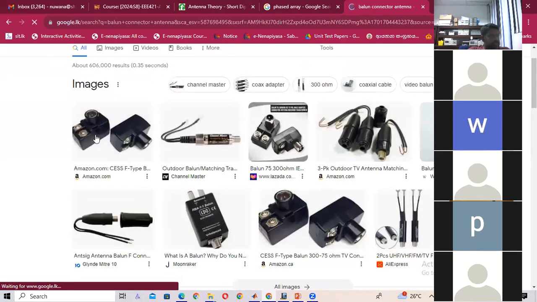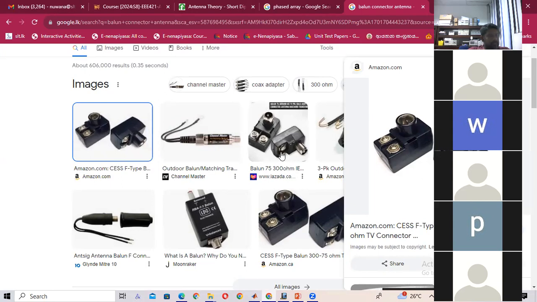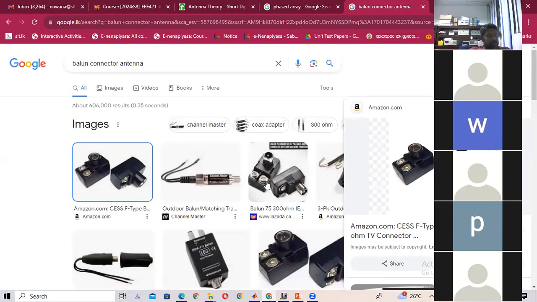Can you remember this kind of one? Actually this is a balun. These are the two antenna wires you can connect here, one pole here and another pole here. So you can directly connect this to the TV. In the TV a female BNC is there, so this will be the male. So maybe you can remember this gadget. This is a balun.